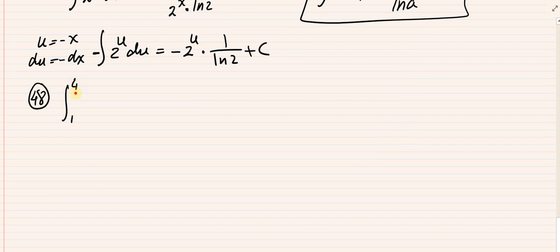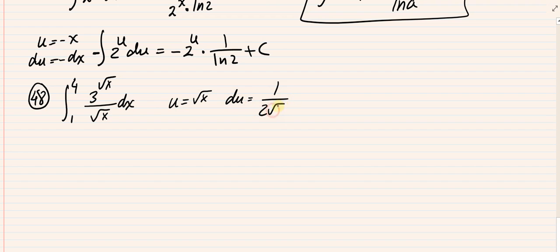The integral from 1 to 4 of 3 to root x divided by square root of x dx. Okay, now for this one, I'm going to make a substitution first. Let u be root x, so du is going to be 1 over 2 root x dx, right? You can go through the process and see that is correct. Write square root of x as x to a half, take the derivative, and you get that.